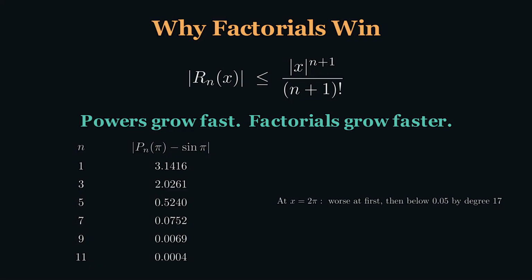Further out, at 2 pi, the low degrees actually get worse before they get better. But by degree 17, the error drops below 5/100ths, and from there it keeps shrinking towards 0.